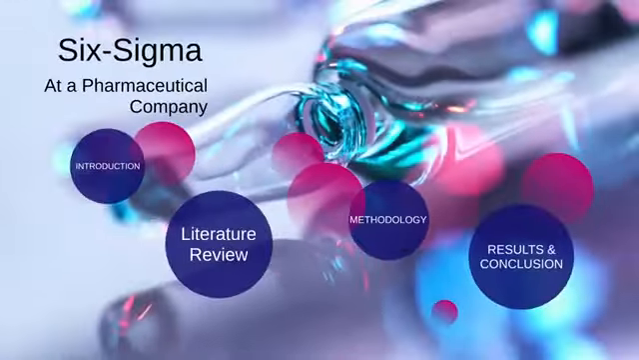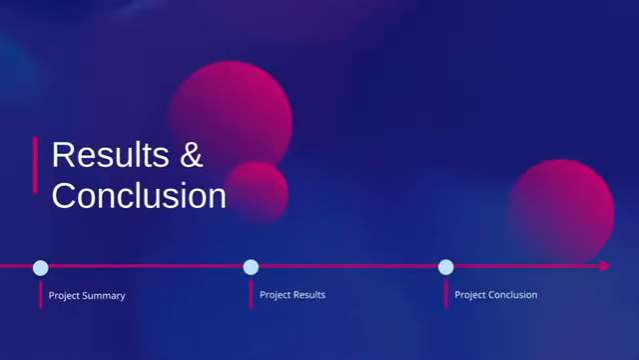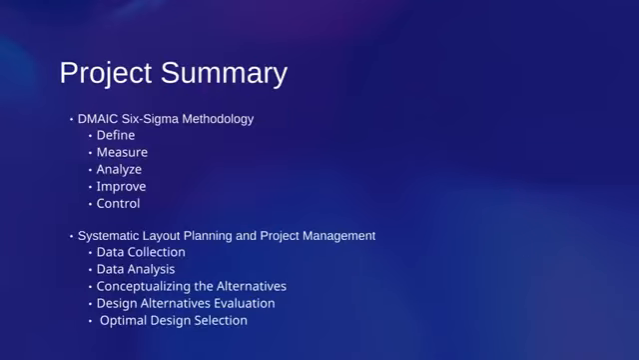Okay, so moving on from methodology, we would like to discuss finally the results and conclusion of the project. The project summary. We have project results and project conclusion. So for the project summary, we used the DMAIC Six Sigma methodology to define, measure, analyze, improve and control our warehouse process. We also used systematic layout planning and project management techniques involving data collection and analysis, conceptualizing the alternatives, design alternatives evaluations using different methods as we have seen. And finally, we came up with the optimum design selection.